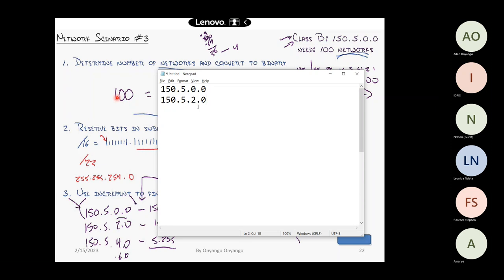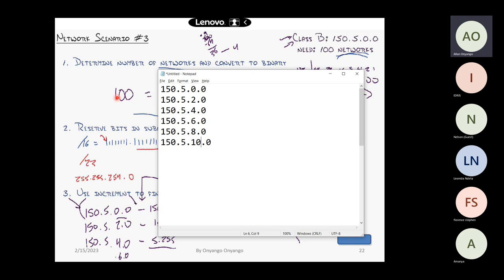Okay. So here, I add 2 again to 2, I get 4. I add 2 to 4, I get 6 here. I get 8. And I get here 10. Let's leave it at that, because these addresses don't need to go up to 100. So long as you have known your sequence, that's enough. We don't have to do up to 100 networks. We can just do about 4 or 5, that will be sufficient.